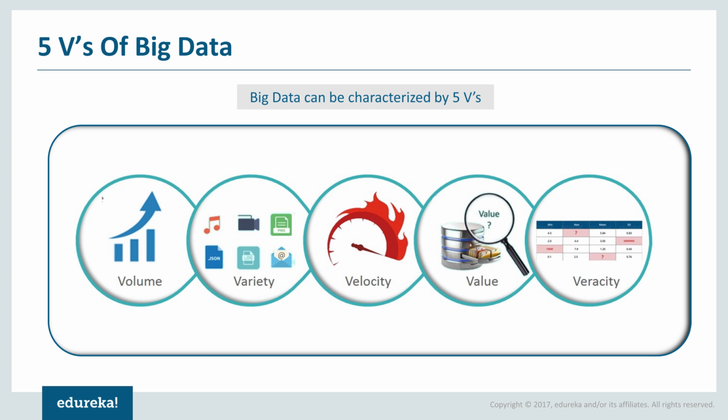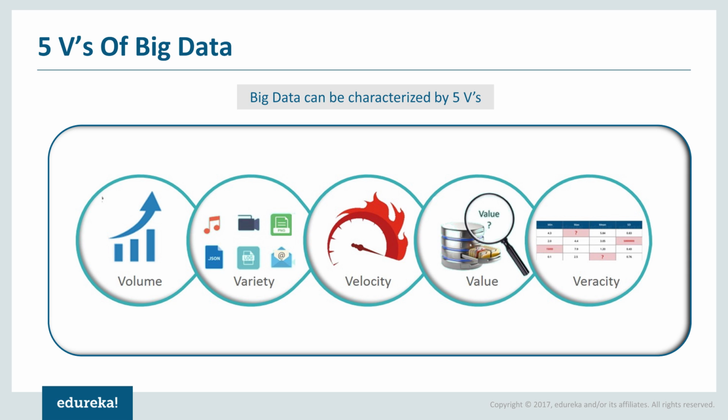So why do we call any data big data, or how do we categorize it? If you tell me an example, and you ask me whether this kind of data is big data or not, all of them will come to this point where we say 5 V's of big data. So what are these 5 V's? First one is volume, variety, velocity, value, and veracity.